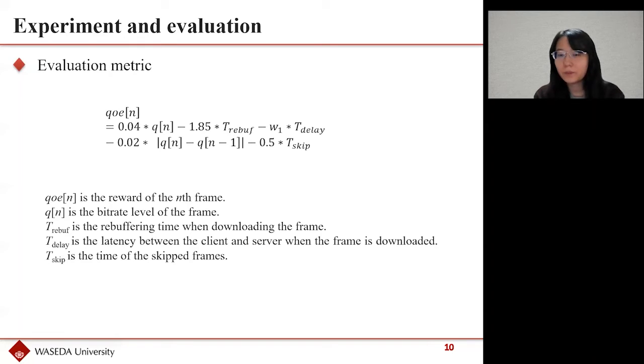Qn is the bitrate, P-rebuffer is the rebuffering time, and T-delay is the latency. T-skip is the skipped time. W1 is the penalty coefficient of latency. It has two values. When the latency is larger than 1 second, W1 is set as 0.01. And when it is less than 1 second, W1 is set at 0.005.